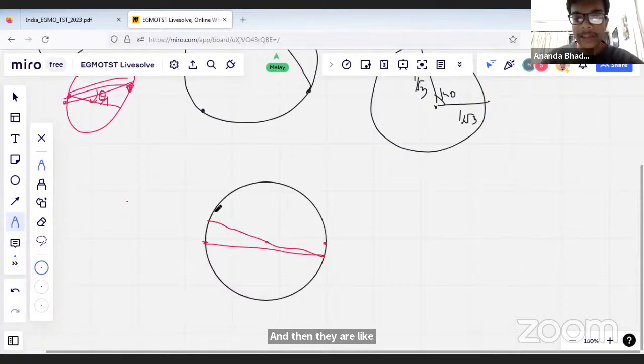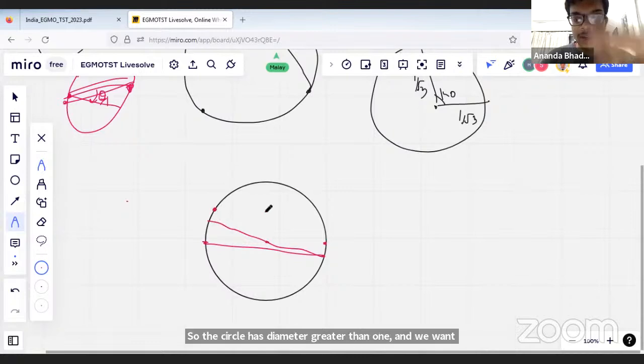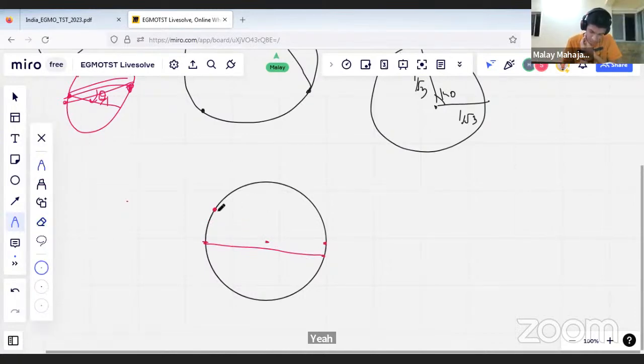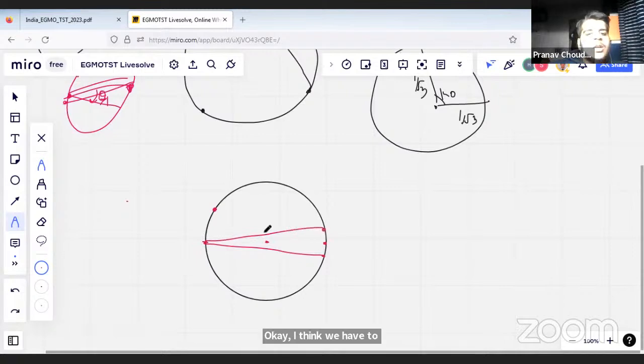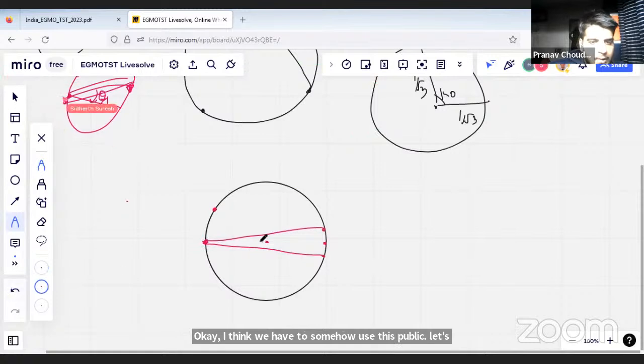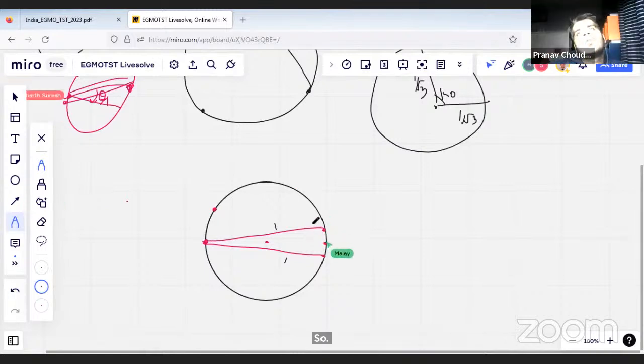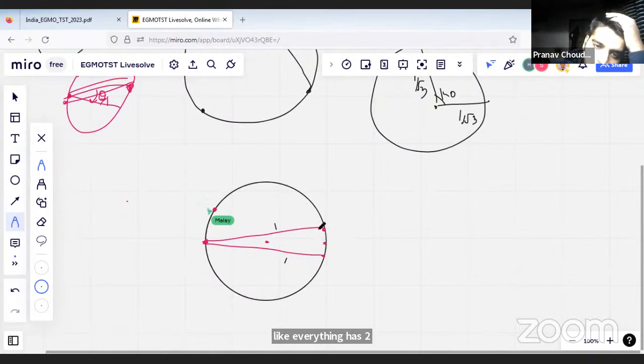So the circle has diameter greater than 1, and we want two points which are distance 1 apart and the same color. Oh wait, I think we have to somehow use this stuff. Let's say this point, then it has 2 points which are at distance 1, right? So everything has 2 points somehow. So how do you finish this? No, let me see.